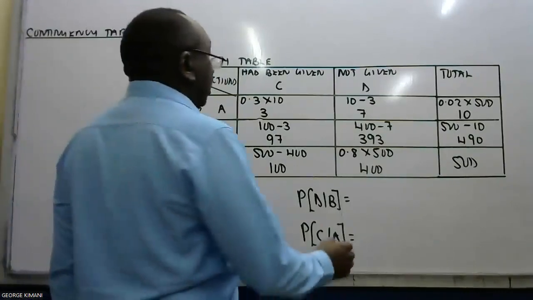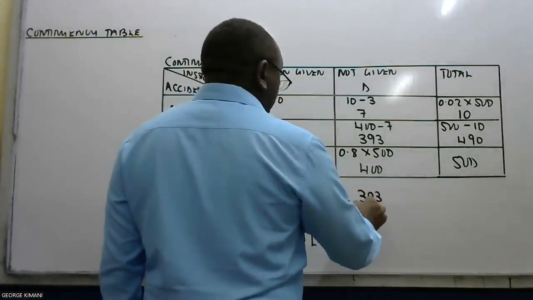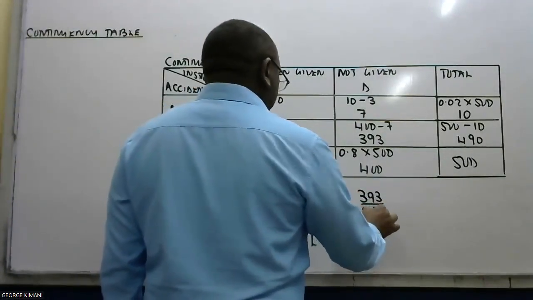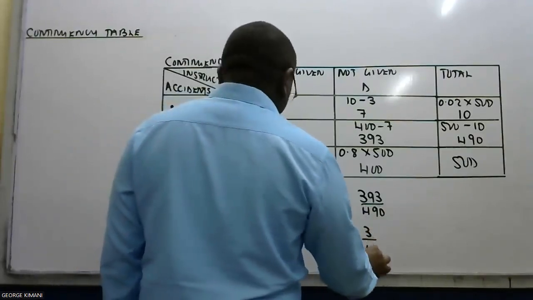D given B, you have written 393 out of 490. C given A, you have written 3 out of 10. Good.